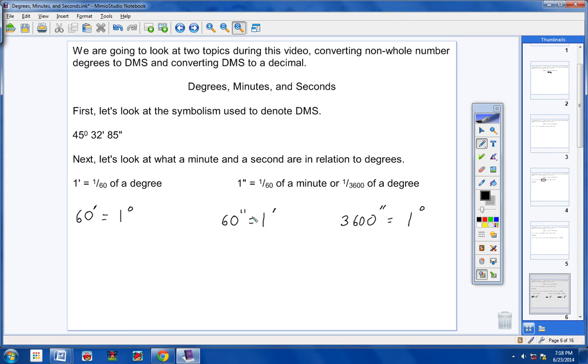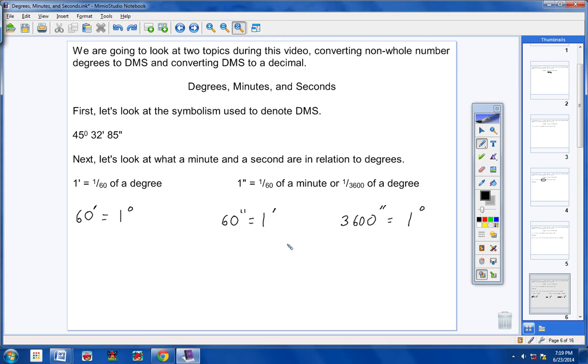But let's go over this again quickly one more time. 1 minute is 1/60th of a degree, or another way to say that is 60 minutes equals 1 degree. Now, if I said that 1 second equals 1/60th of a minute, another way to say that would be 60 seconds equals 1 minute. If I said 1 second equals 1/3600th of a degree, I could also say 3600 seconds equals 1 degree. Okay, so please be familiar with all this. We're going to use all this in just a second as we move through this video today.